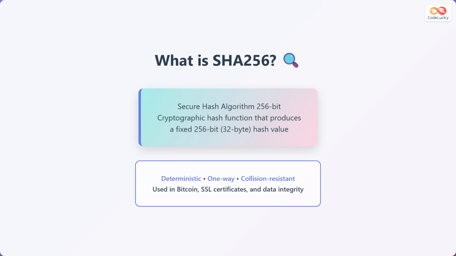SHA256 is a cryptographic hash function that belongs to the SHA2 family of algorithms. It produces a fixed-length hash value of exactly 256 bits, which equals 32 bytes. The key characteristics that make SHA256 valuable are its deterministic nature, meaning the same input always produces the same output, its one-way property making it computationally infeasible to reverse, and its collision resistance, which prevents different inputs from producing identical hash values. This algorithm is widely used in Bitcoin blockchain technology, SSL certificates for web security, and various data integrity verification systems.